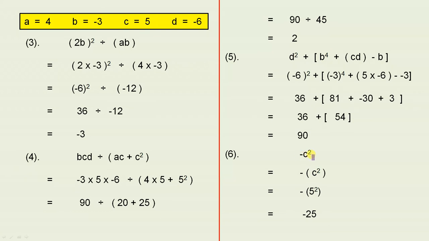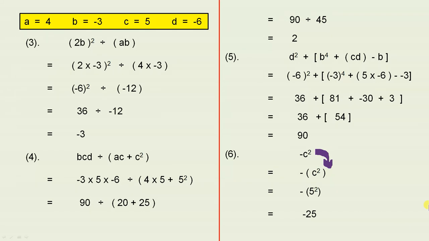Minus c squared. This is very tricky here. Now this can actually be written this way, meaning the c is the only thing that's squared. The negative sign is not squared. So we can put grouping symbols here with the c squared inside to avoid confusion. We leave the negative sign outside. We square the 5 because c is 5. So the negative sign is still outside. Inside we have 25, so that gives us negative 25.